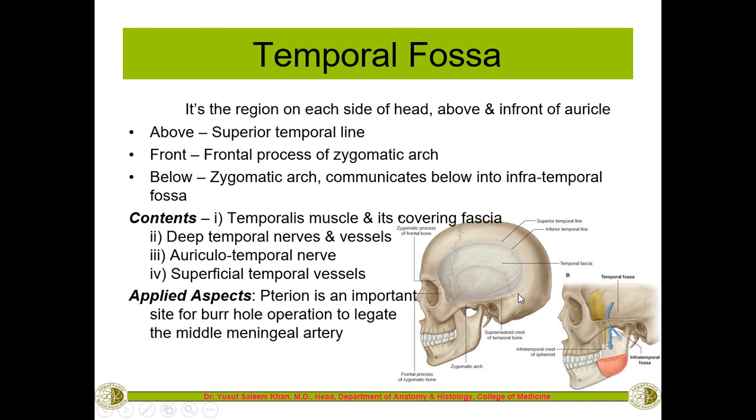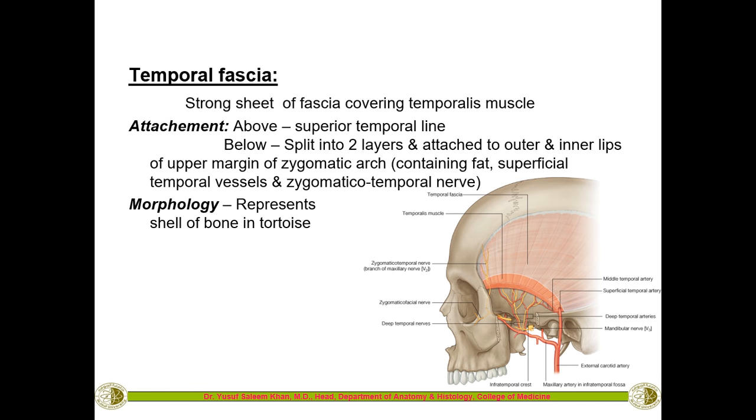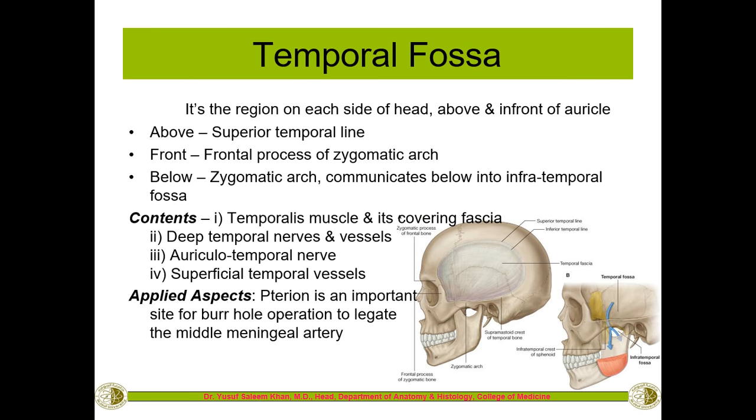Then we can also find the auriculotemporal nerve as well as the superficial temporal vessels. We can see here, this is the superficial temporal artery. Next beside that will be the superficial temporal vein, and its terminal branches will be here. Okay, so all these are the contents of this temporal fossa.